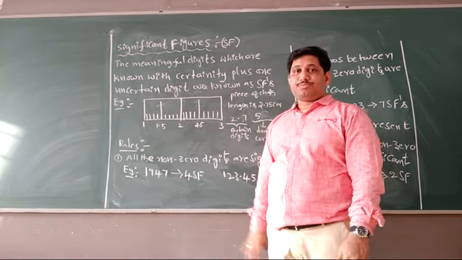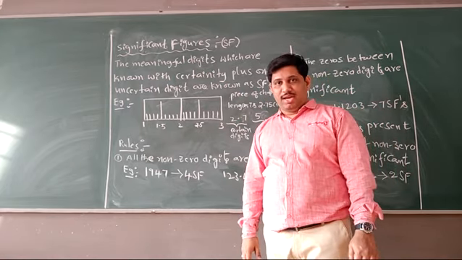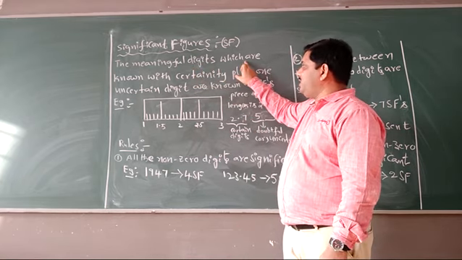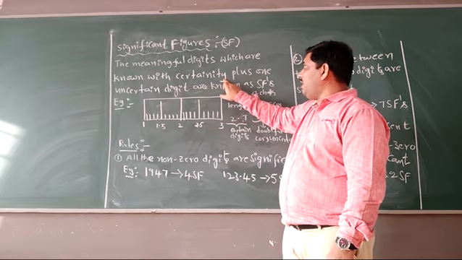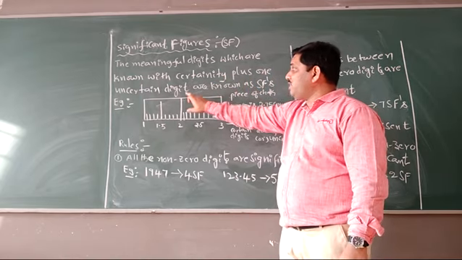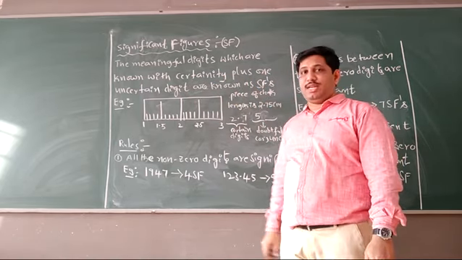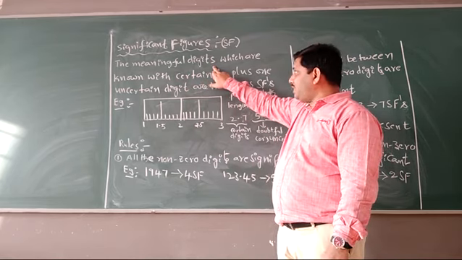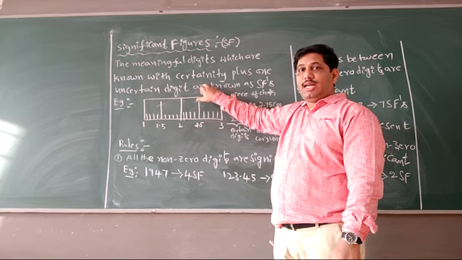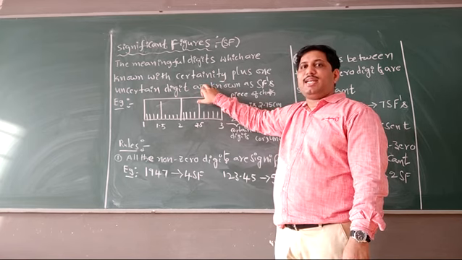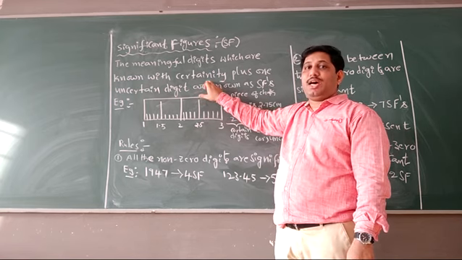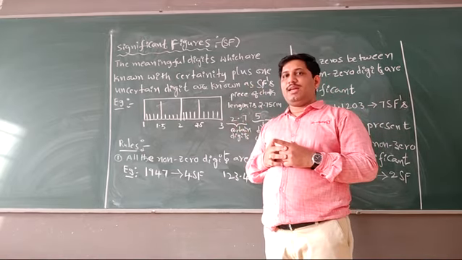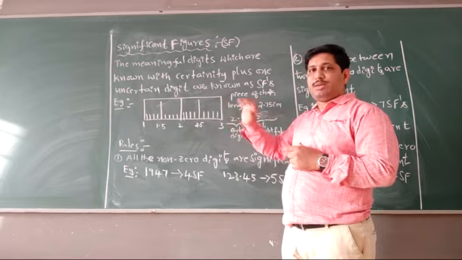First one is, what is significant figures? Definition, students: the meaningful digits which are known with certainty plus one uncertain digit are known as significant figures. The definition can be clearly explained by using an example.